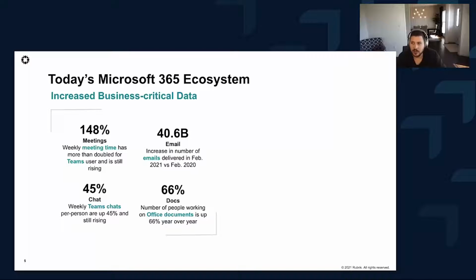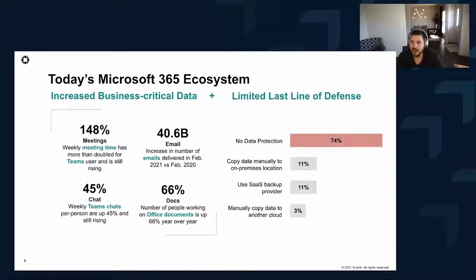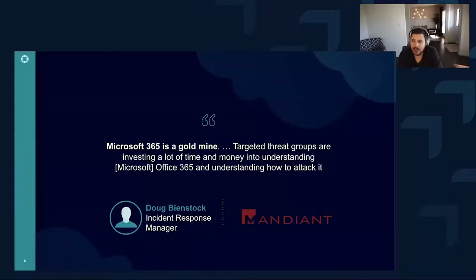The other thing almost all of our customers tell us is that they have a very limited last line of defense for this data. That translates to 74% of the folks surveyed having no data protection in place for this business-critical data in 365. And since there is that limited last line of defense and all that important data living in the ecosystem, today's threat groups view Microsoft 365 as a gold mine. This is a direct quote from some of our partners over at Mandiant. If you're not familiar with Mandiant, they are one of the industry's leading cybersecurity incident response organizations. They're basically who gets called if the Fortune 500s of the world are breached. They go in, determine how that breach happened, and then help the customer get back up and running.